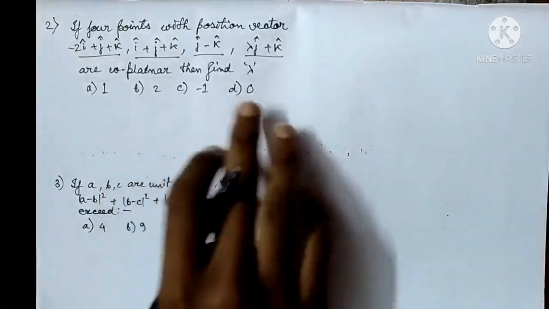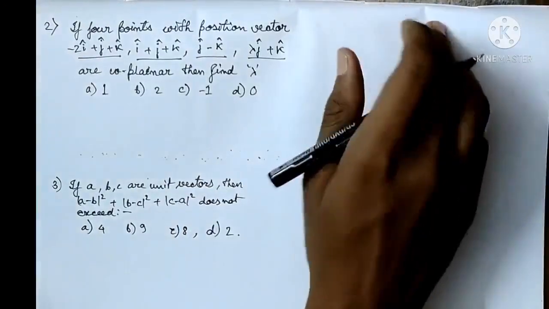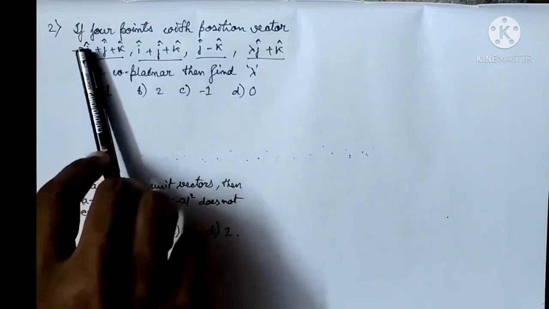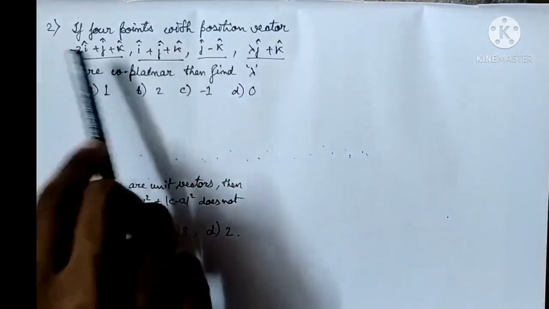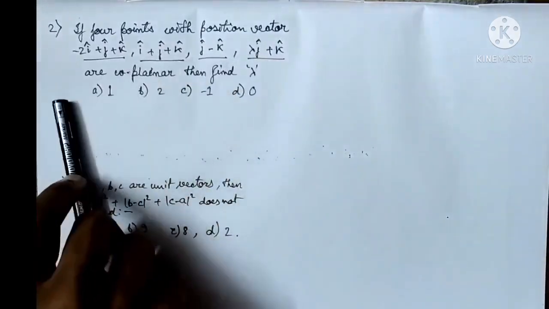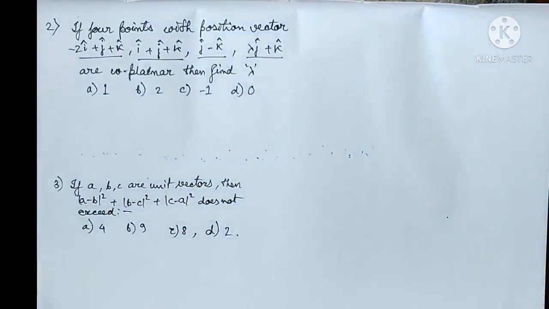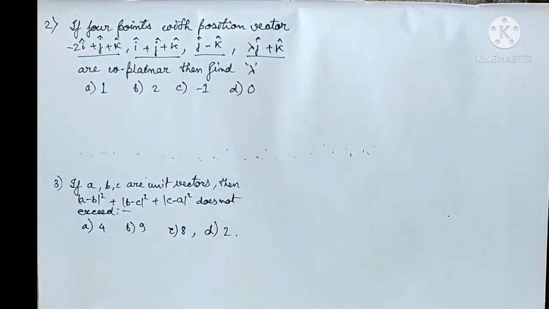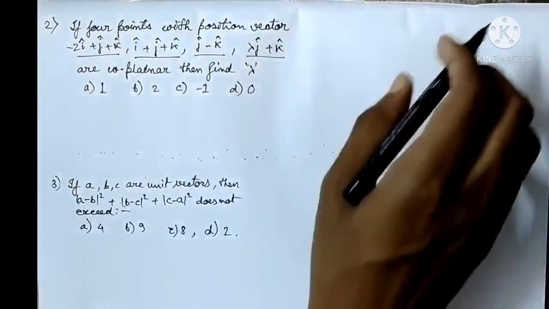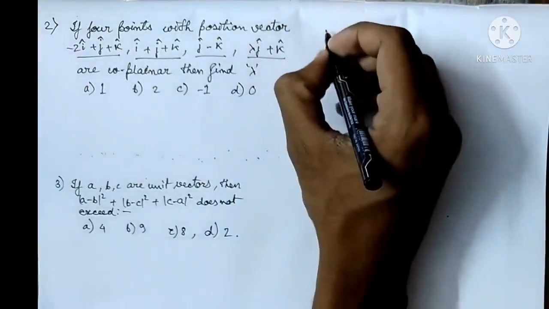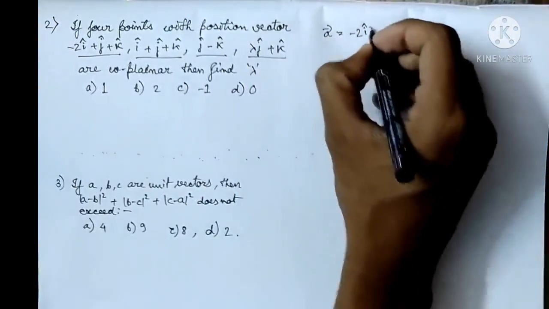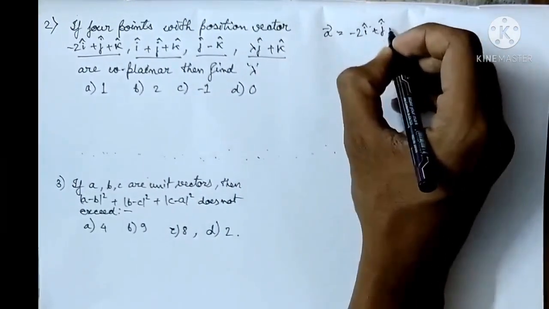So here we are with our second question, and here we will at first read the question properly. That is, if 4 points with the position vector this and this are coplanar, then find the value of lambda. So we have to find lambda here. So let's say here A is minus 2 i cap plus j cap plus k cap.